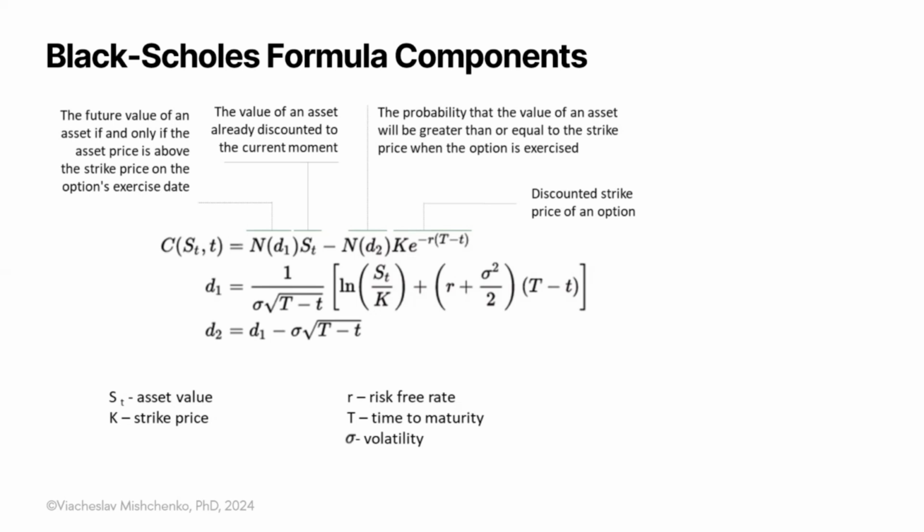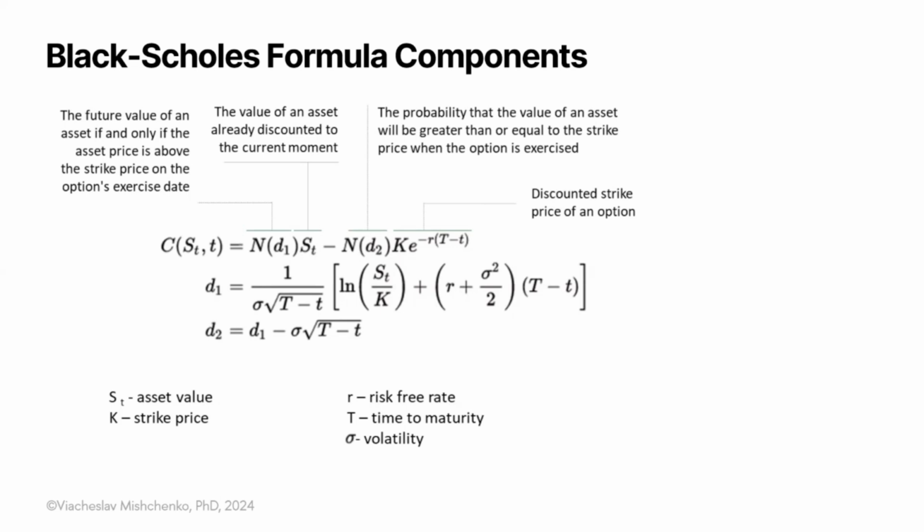T is the time to maturity. Sigma is volatility. In general, these inputs determine the theoretical price of a European-style option. The left part of the equation represents the expected benefit from buying the stock, while the right part is the present value of paying the strike price.